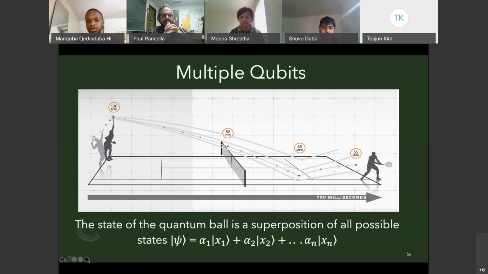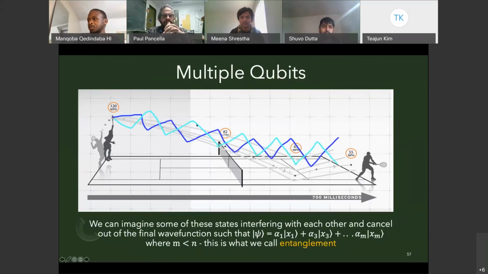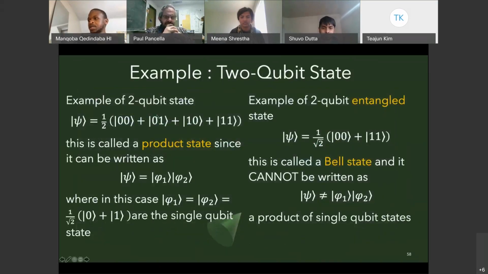Another thing I want to tell you is when you have multiple qubits, you can have interference. And interference means that some of the parts cancel out and you no longer have them showing up in the final result. And this is what we call entanglement. And it's a very, very important thing in quantum computation. And so as an example, if you didn't have any entanglement, you can have 2 qubits being in a product state, given like this.